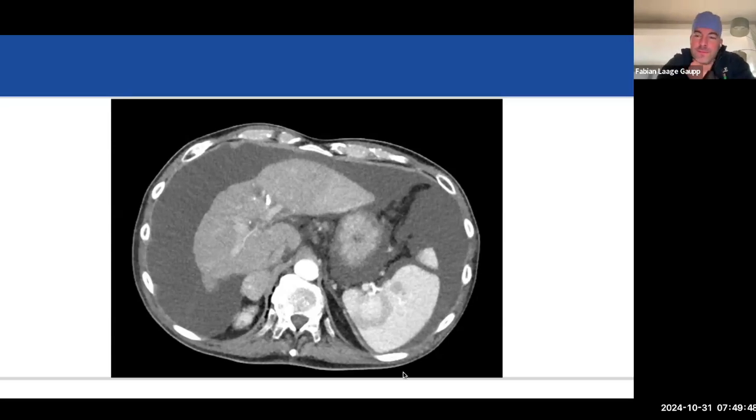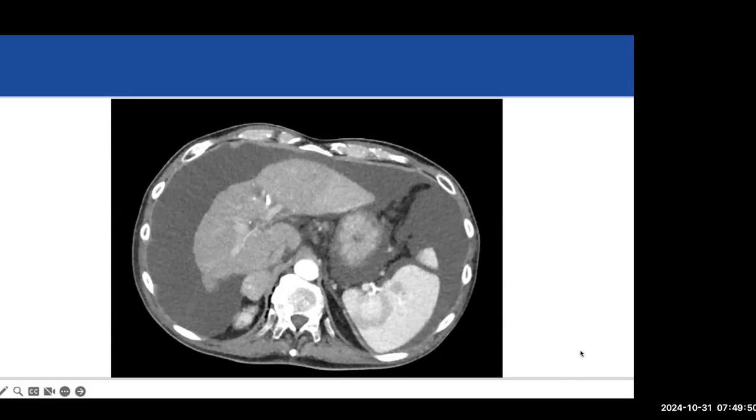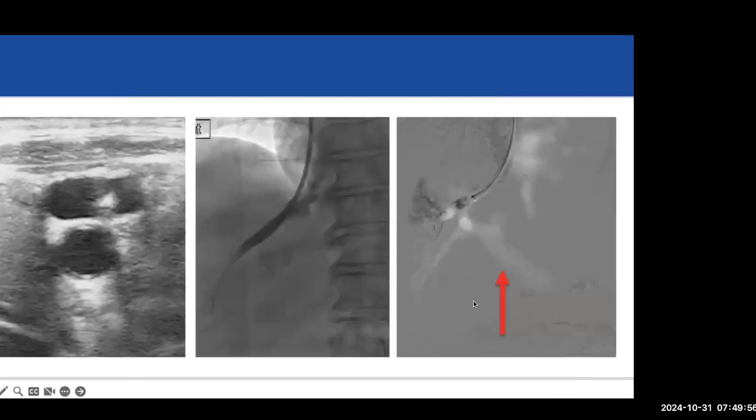Okay. So my access for the TIPS procedure would be through the right IJV. Through the Seldinger technique, I'll obtain access into the IJV, go down into the IVC, and send the catheter into the right hepatic vein.